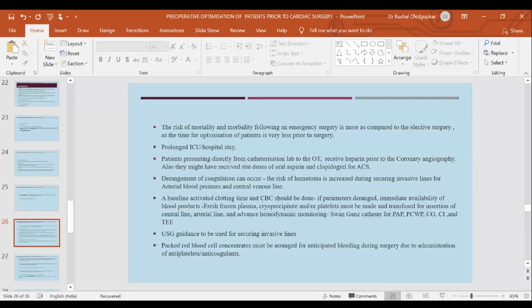What else do you want to tell us about this patient? Just about the intraoperative, little preoperative and intraoperative management of this patient who's posted for emergency. Be brief because management is not the subject matter for today. So just highlight the management issues.